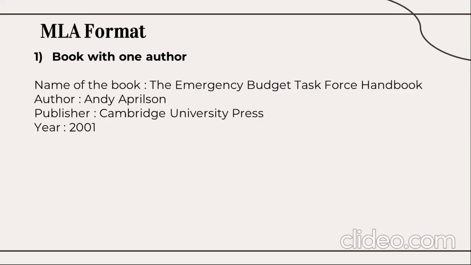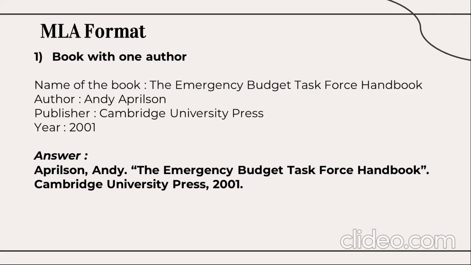Now we have a question here. I have extracted some information from the book titled The Emergency Budget Task Force Handbook, and the writer of this book is Andy Aprilson. It was published by Cambridge University Press in 2001. So in the referencing section or in the bibliography, how should I mention this reference? So the format is here.